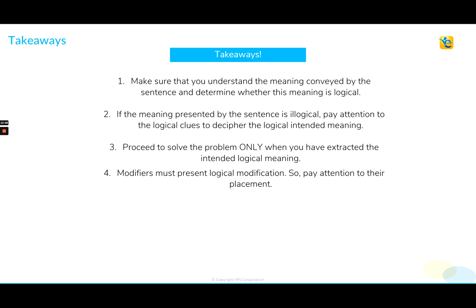Now, some grammatical takeaways over here. Modifiers must be placed correctly so that the modification remains logical, and also correct verb tenses must be used to keep the events in their correct timeline.